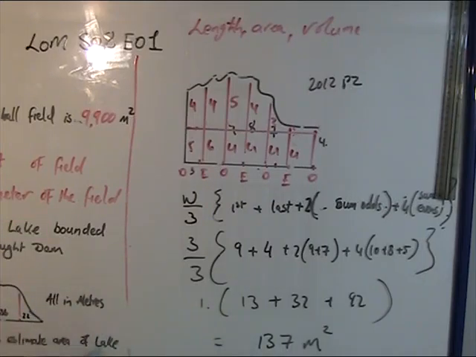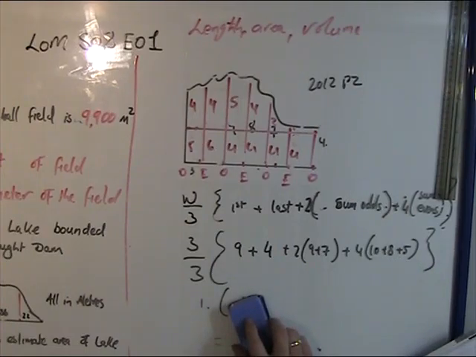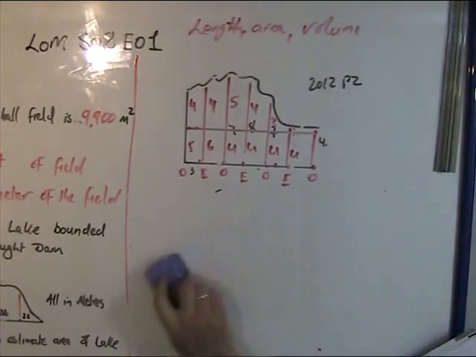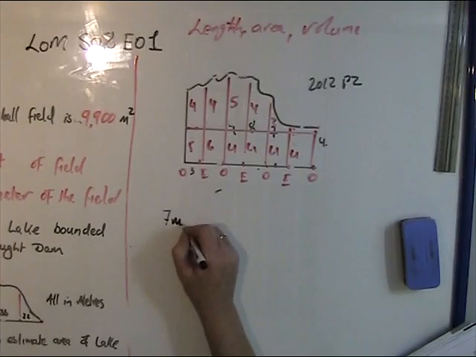Now, there was a next part of that question, and it says there was a pond. The owner of the house digs an ornamental pond in the garden. The surface area of the pond is 7 meters squared. What percentage of the area of the garden is taken up by the pond? Okay, that should be okay.